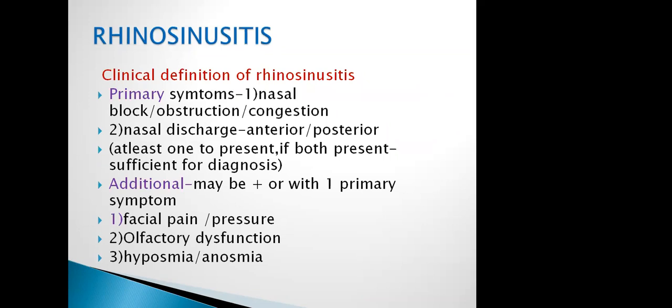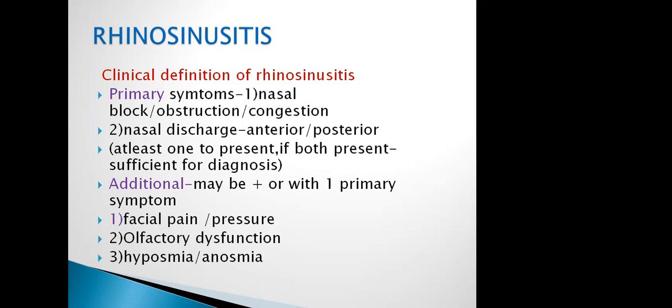Then there is a broader topic like rhinosinusitis. It is an inflammation of the nasal cavity and mucosa of the paranasal sinuses. Latest definition of rhinosinusitis: to diagnose rhinosinusitis, the patient should have at least one primary symptom plus an additional symptom, or two primary symptoms. So what will be the primary symptoms of rhinosinusitis? It is nasal block, nasal obstruction or congestion, or the patient may be having a nasal discharge, anterior nasal discharge or postnasal drip. If both of these symptoms are present, then by itself the diagnosis of rhinosinusitis can be made.